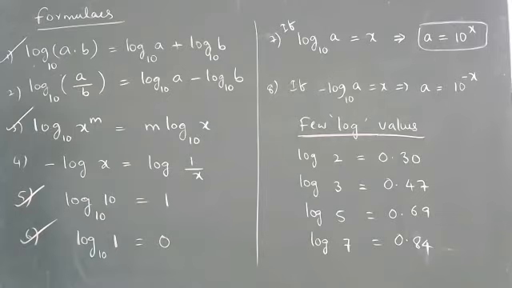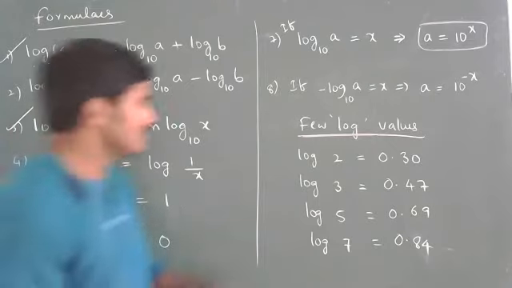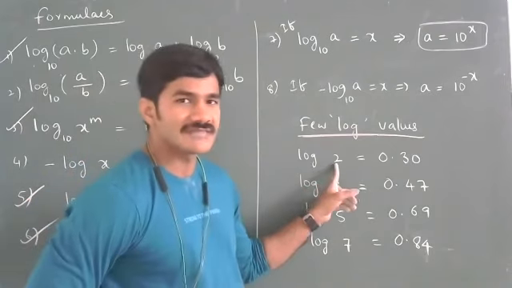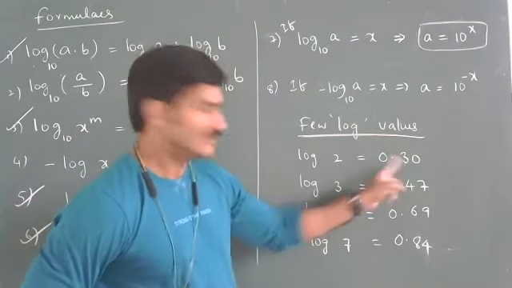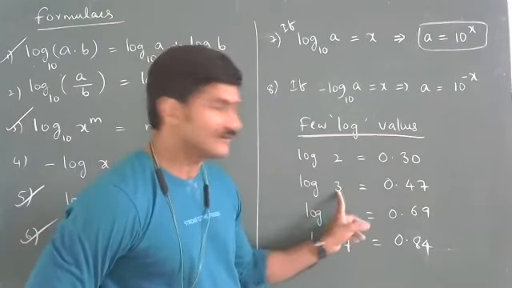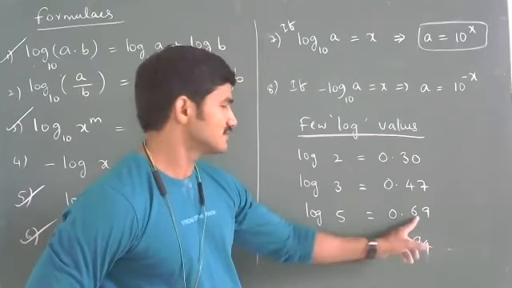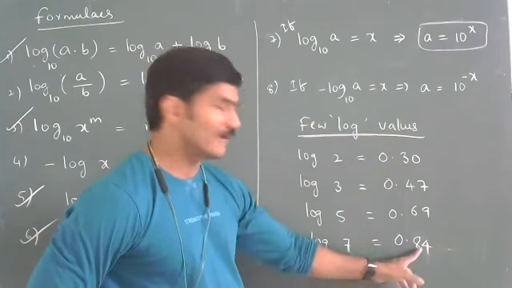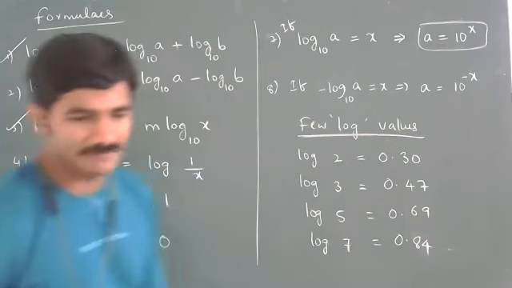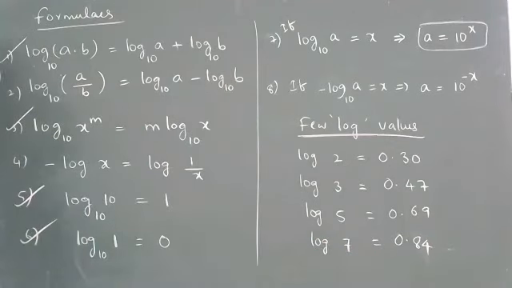Have you all written? These are very easy to remember. Log 2: after 2 which number do you get? 3, so 0.3. Log 3: after 3 which number do you get? 4, so 0.4. Log 5: after 5 which number do you get? 6, so 0.6. After 7, 0.8. That way you just remember those values. You will apply them now.